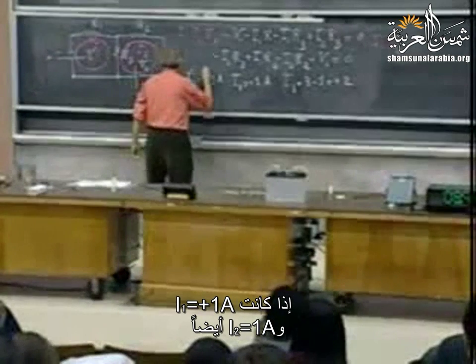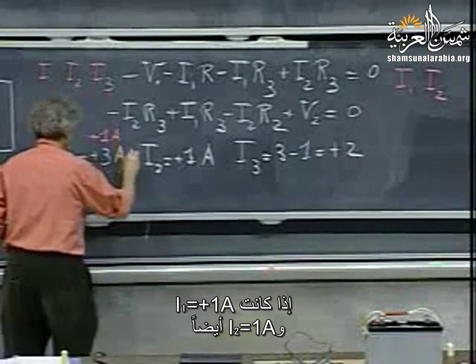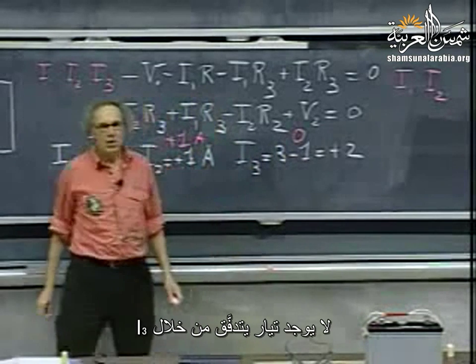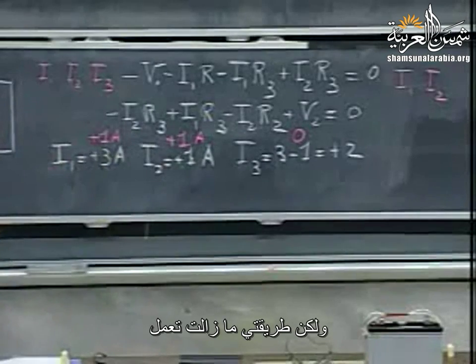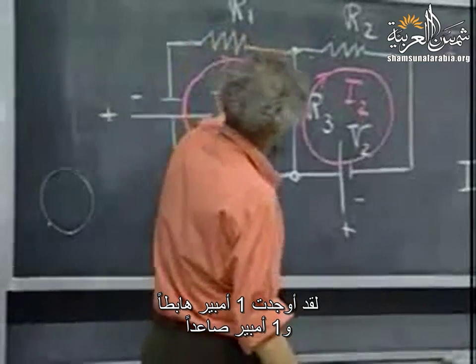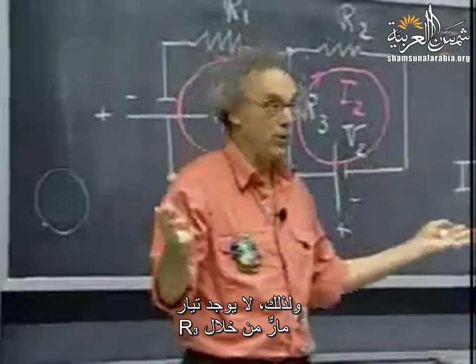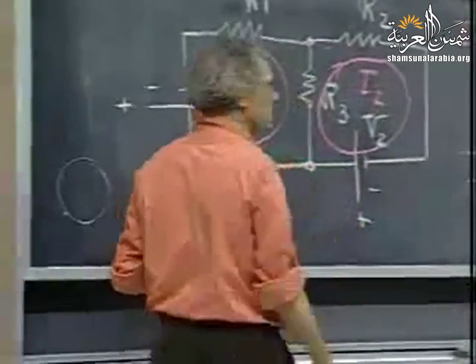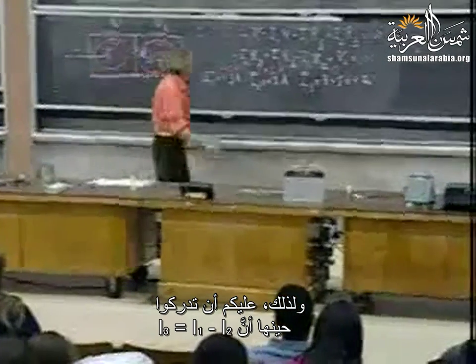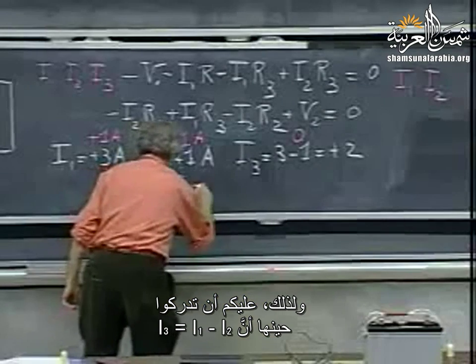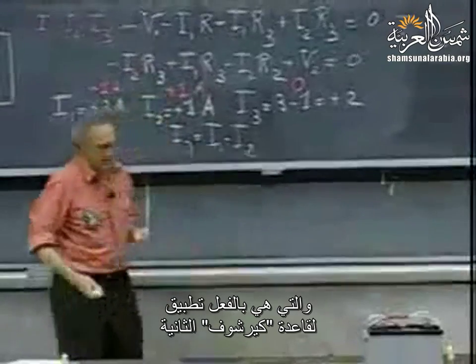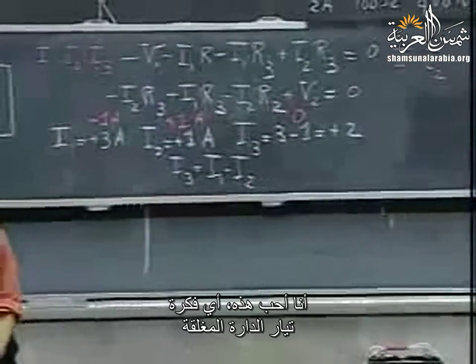If I1 were plus 1 ampere, and I2 was also plus 1 ampere, then I3 would be 0. No current would flow through I3, but my method would still work. I find 1 ampere going down and 1 ampere going up, so there's no current going through R3. There's only current going in this direction, 1 ampere. And so you have to recognize then that I3 is I1 minus I2, which is really application then of Kirchhoff's second rule. I like this idea of a closed loop current.